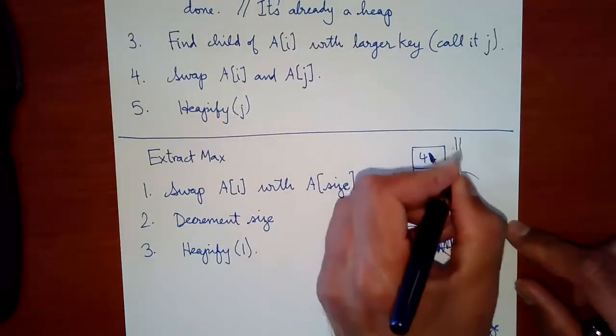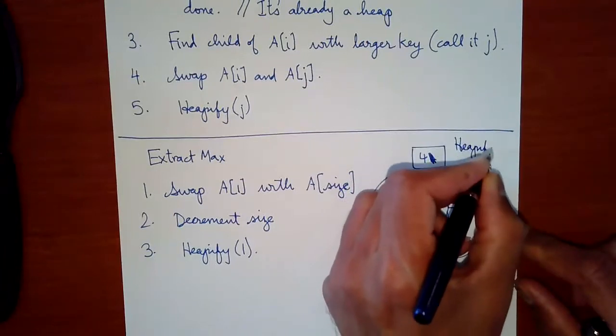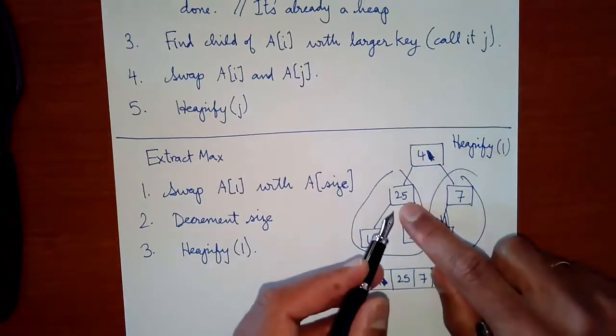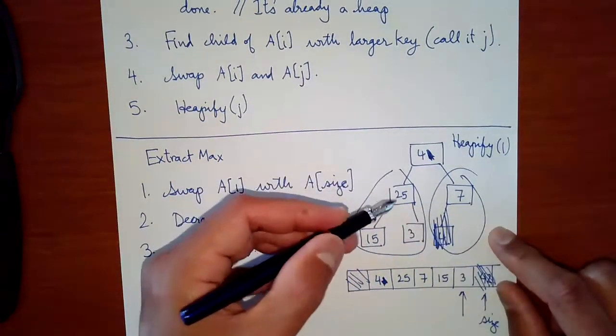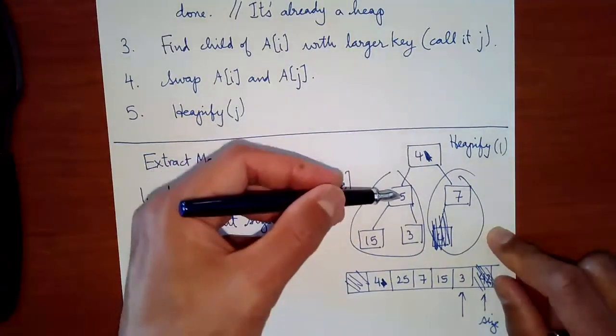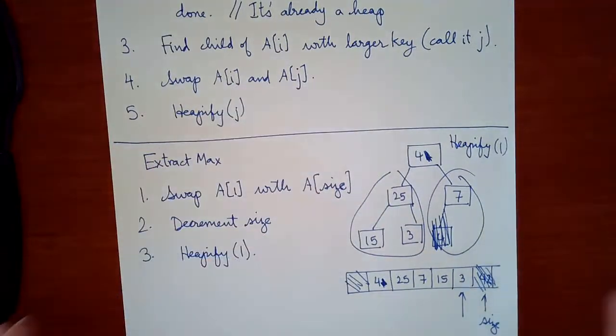So I call Heapify starting at the root. The 4 is going to swap with the 25, so it's going to come down. And then it's going to swap with the 15. So the 4 is just going to go down. That's why it's a sinking procedure. This is how you extract the maximum. Is this clear? Any questions about how the extraction is done?